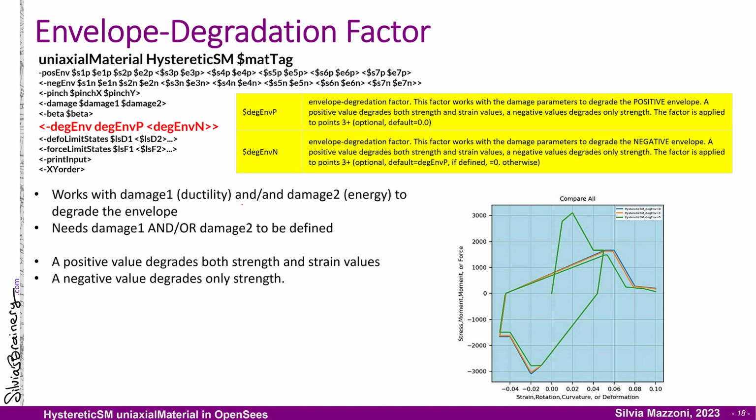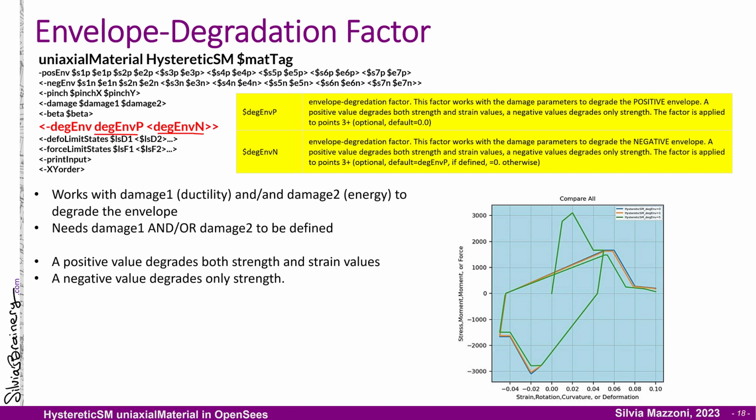The other thing that I've added is this envelope degradation factor. This envelope degradation factor works with your damage 1 and damage 2, okay, because it needs to know, wait a minute, what am I counting? So instead of doing its own counting, I'm attaching it to those damage parameters that are already there. You can define a positive degradation value, and if you want a different one for the negative side of the envelope, you can define it. If you don't, then it takes the same value as the positive.